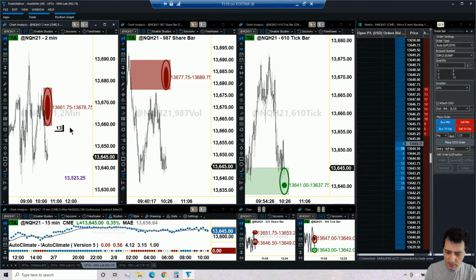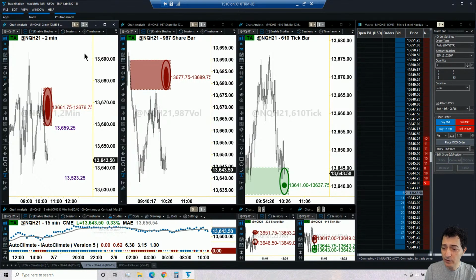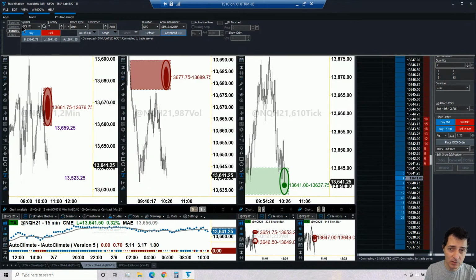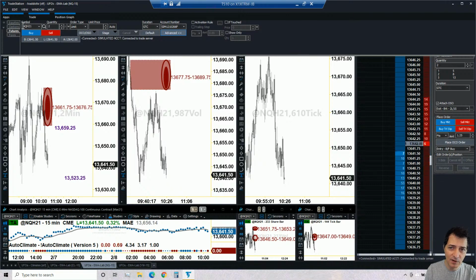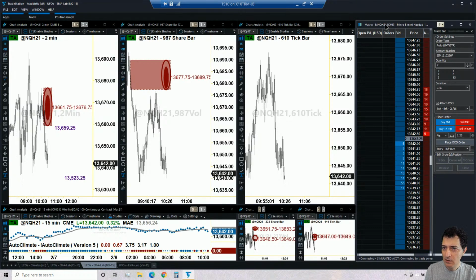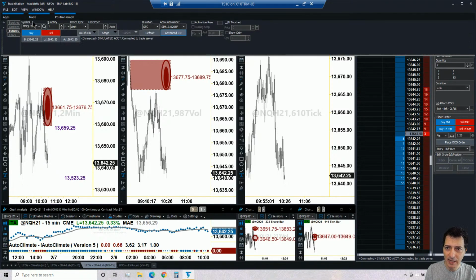13,659.25. That's going to be the entry with a stop located above 76.75, so it's going to be 77. To enter this trade, I'm just going to use the order bar. I'm going to use 2 contracts. Careful, I'm using the NQ and I want to use the micro Nasdaq. So either you add an M in front, or before you click on the order bar, make sure you click on the matrix and then you go for the order bar, and now you will have the M. So I'm going to go with 2 contracts.